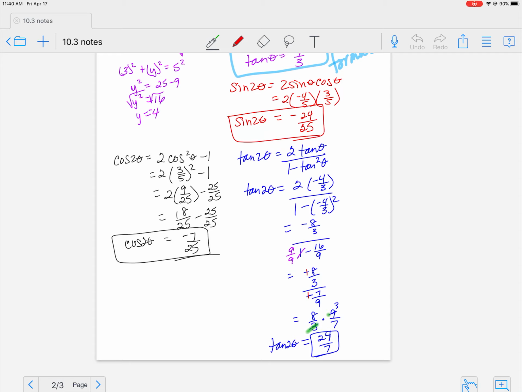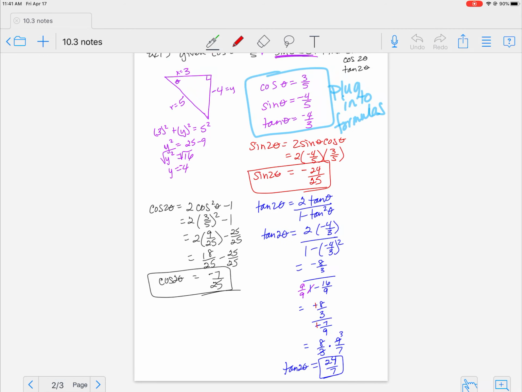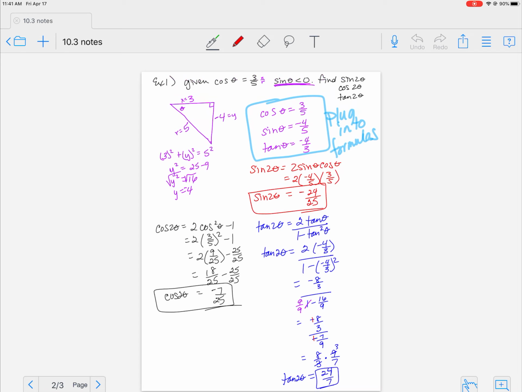Then when you multiply by that reciprocal, reduce your fraction. 3 goes into 9 3 times. And then multiply across. 8 times 3 is 24. 7 times 1 is 7. It's honestly just that easy. You have to know right triangle trigonometry. Once you know your right triangle trigonometry and you come up with these values, then you just use the formulas. Plug in the values to your formulas, do a little basic math, and you've got it.